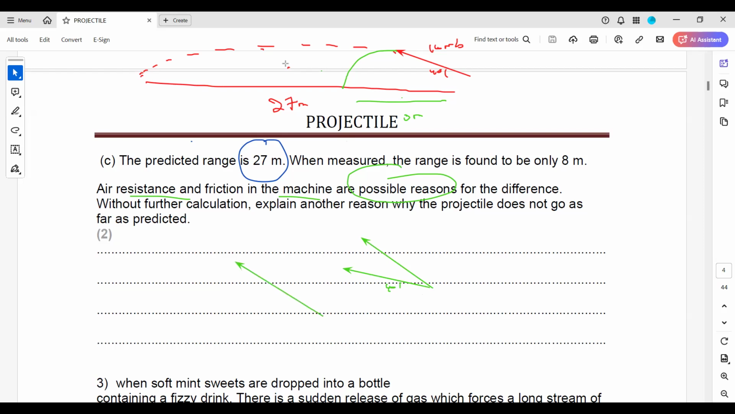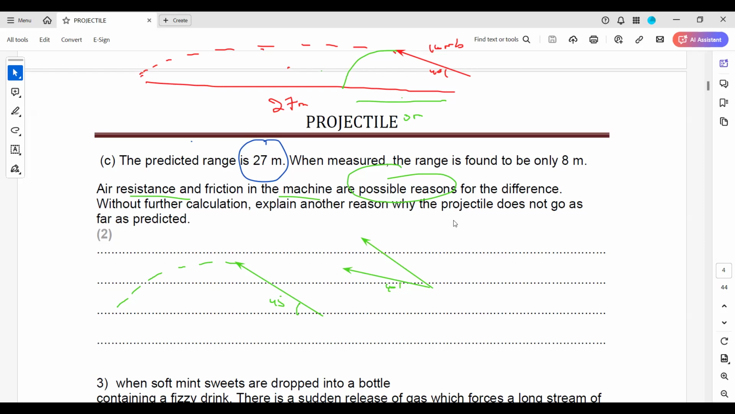Range is maximum when the angle is 45. We have a maximum range when the angle is 45. For any other angle above or below 45, the range will be smaller. That is one reason for that. What is another reason? So one of the reasons is the angle. The second reason: speed may not be 16, or the height from which it is thrown.